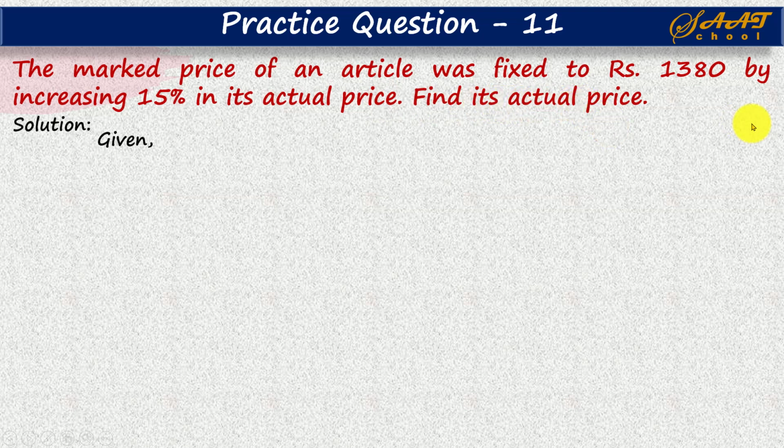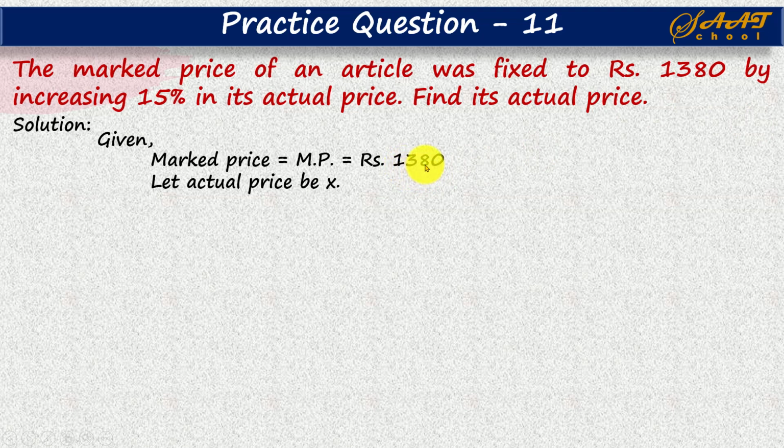So here we have the mark price, which is 1380. Now you can say the actual price is X. Let the actual price be X. Now this 1380 is X plus 15% of X. Again, this is the mark price of the article, which is 15% more than its actual price, meaning this price should equal X plus 15% of X. So by the question, the mark price is X plus 15% of X, because this price was increased by 15% on its actual price. That's why this mark price is the actual price plus 15% of the actual price.